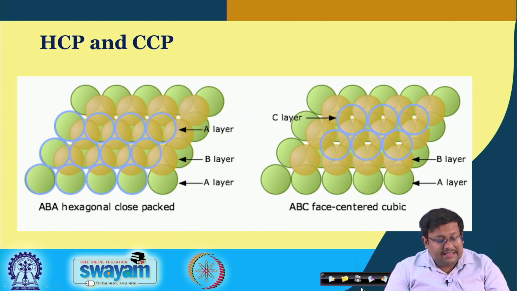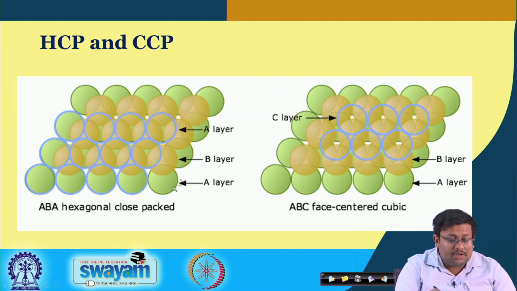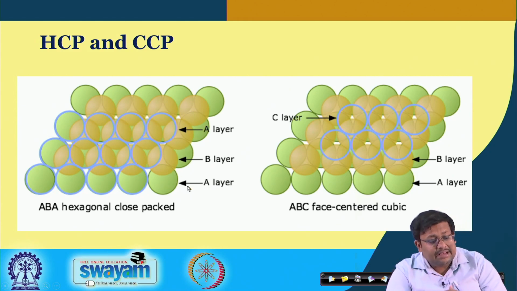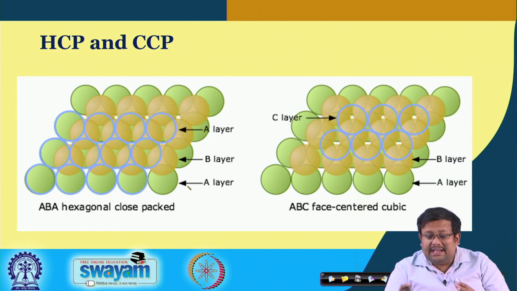Again, this is an ABA hexagonal close packed, you can see it is a layer which is basically below the B layers, and then an A layer. So, it is a repetitive A layer, B layer and A layer. It is a hexagonal close pack. In case of CCP, it is basically A, B and C. So, this is the difference in their structure or stacking arrangement.